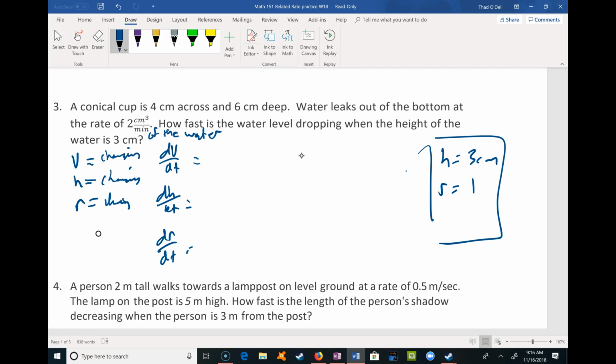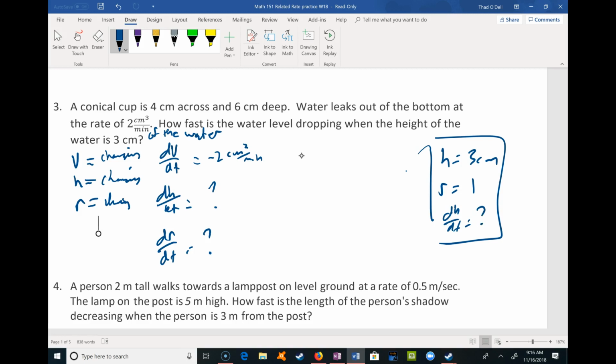What about dV/dt? Do we know that? Yes, that's -2 centimeters cubed per minute. What about dh/dt? Do we know that? Nope. What about dr/dt? Do we know that? Nope. Which one am I looking for? dh/dt. So I'll put that in there. So it's okay that I don't know that, because that's what I'm looking for.